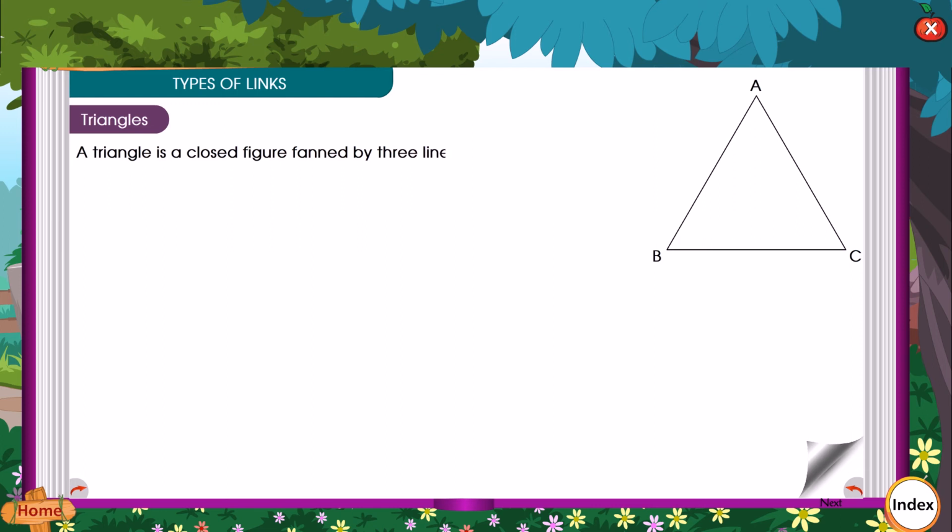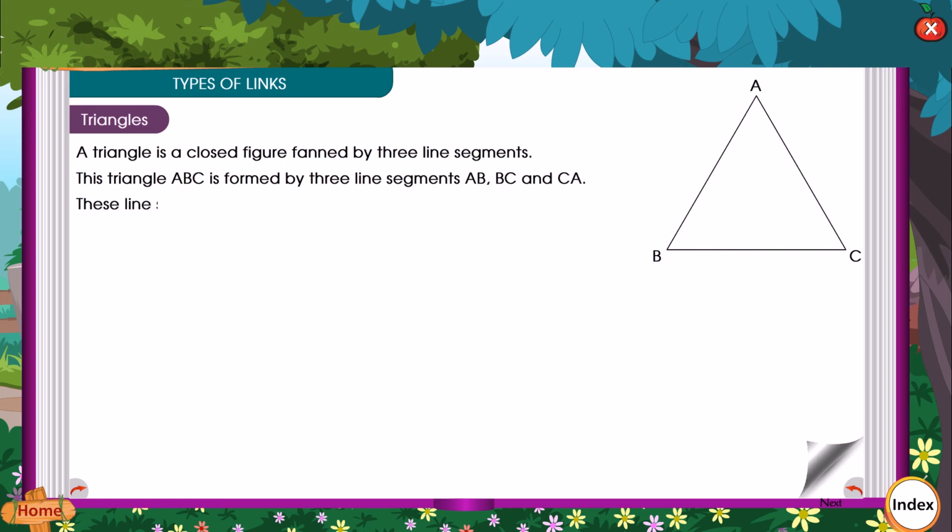Triangles. A triangle is a closed figure formed by three line segments. This triangle ABC is formed by three line segments AB, BC, and CA. These line segments are called its sides. The points A, B, and C are called the vertices of the triangle.